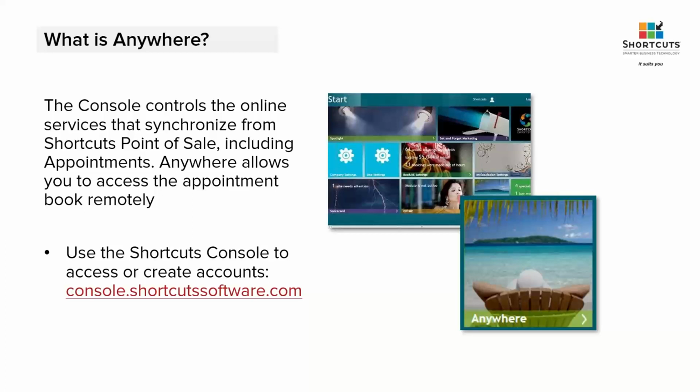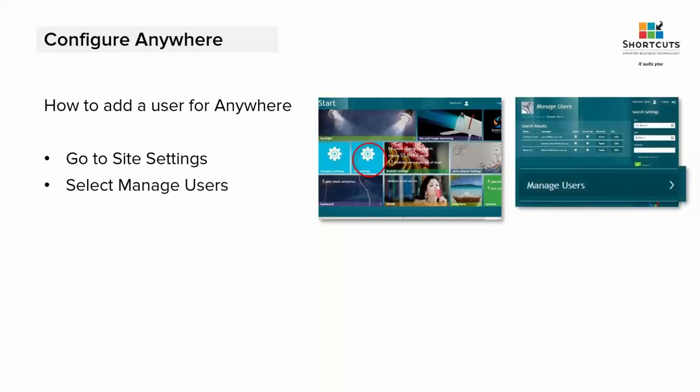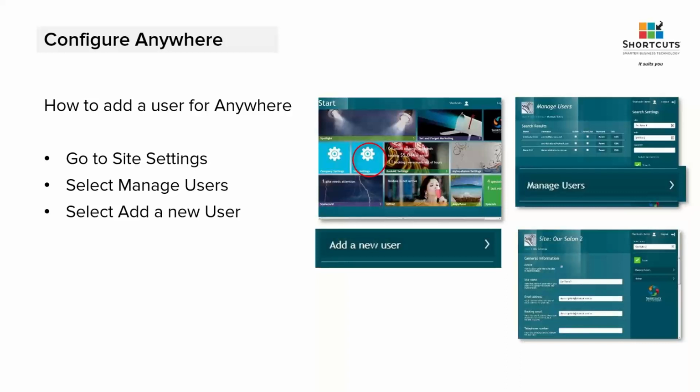So hopefully most of you know how to get into the console, how to log in. So this is the address, console.shortcutsoftware.com. Once you're there, you're going to log in with your email and a password. Now, hopefully, again, most of you know what your email and your password is. If you haven't used it in a long time or you forgot what it is, let the help desk know, and we can actually reset it for you.